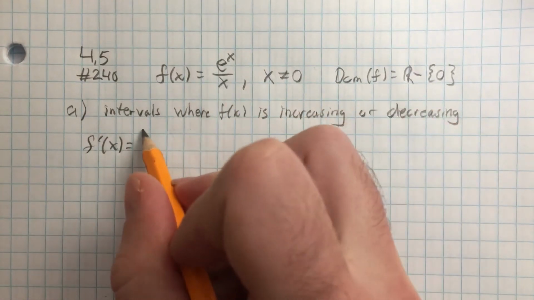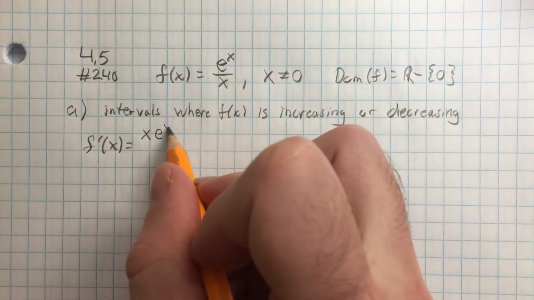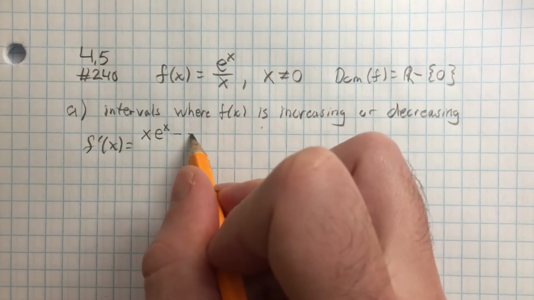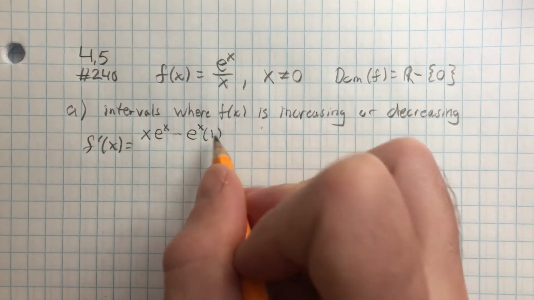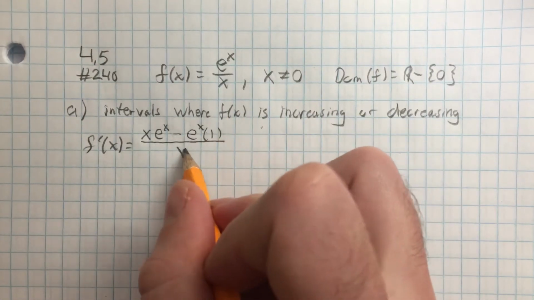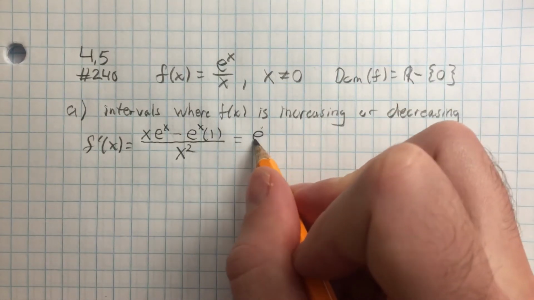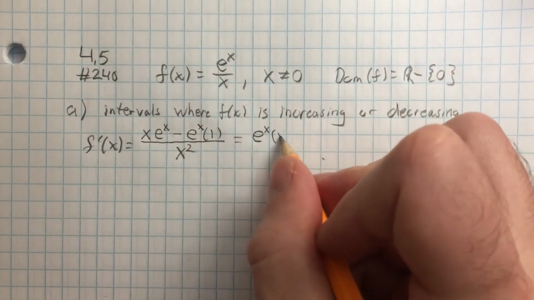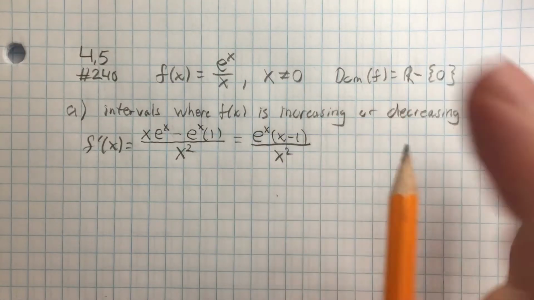So the bottom times the derivative of the top. The derivative of the top is itself, because it's the exponential function, base e, minus top times the derivative of the bottom, which is just 1. Don't have to write it. And then over bottom squared. We always want to clean these up as much as possible, which means factoring. So I'm going to take out the e to the x, and we'll have x minus 1 left over, all on x squared.